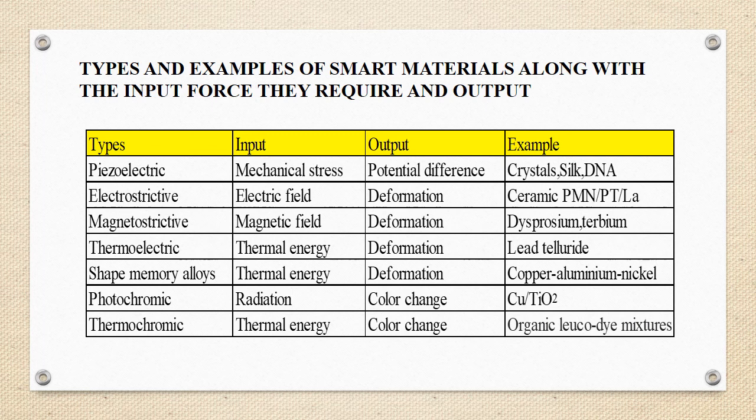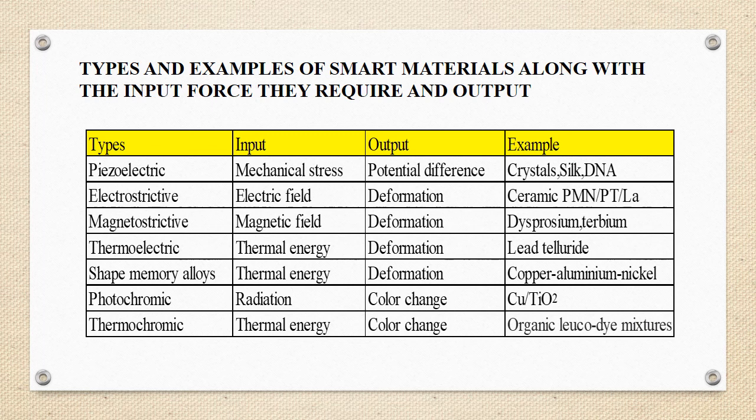In electrostrictive materials, input is electric field and output is deformation. In magnetostrictive material, input is magnetic field and output is deformation. In thermoelectric materials, input is thermal energy and output is deformation. In shape memory alloys, the input is thermal energy and output is deformation. In photochromic materials, the input is radiation and output is color change. In thermochromic, the input is thermal energy and output is color change.